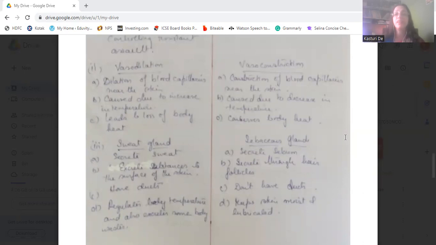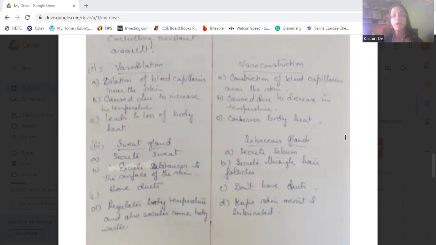Then sweat glands and sebaceous glands. Sweat glands secrete sweat, and sebaceous glands secrete sebum. Sweat glands excrete substances to the surface of the skin through a duct, whereas sebaceous glands secrete into the hair follicles. Sweat glands have ducts, whereas sebaceous glands do not have ducts.